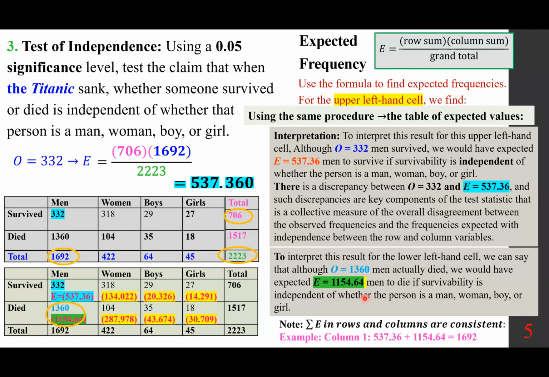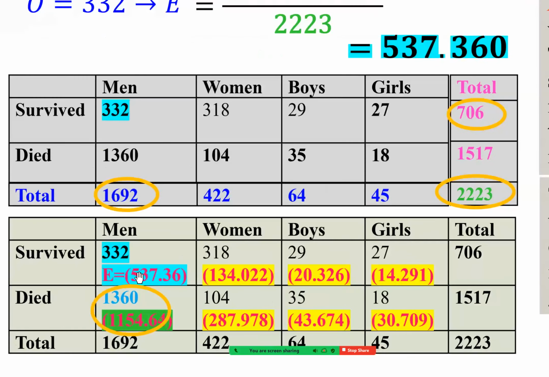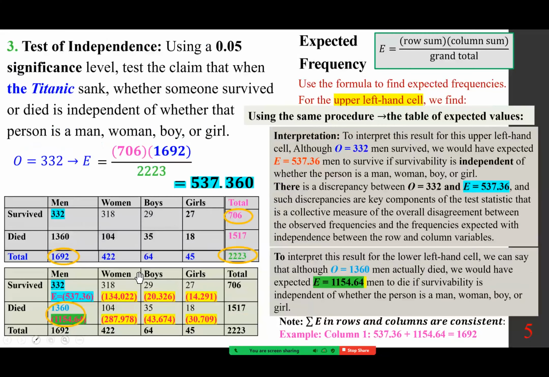Note, a summation of E in rows and columns are consistent. So as these numbers work out, if you do the expected value, they also work out row-wise and column-wise. And if there is a discrepancy, maybe like 0.01 or something like that, it is due to round-off error. But if you add these two numbers, you get 1692. If you add these two numbers, the same thing, these two numbers, the same thing.